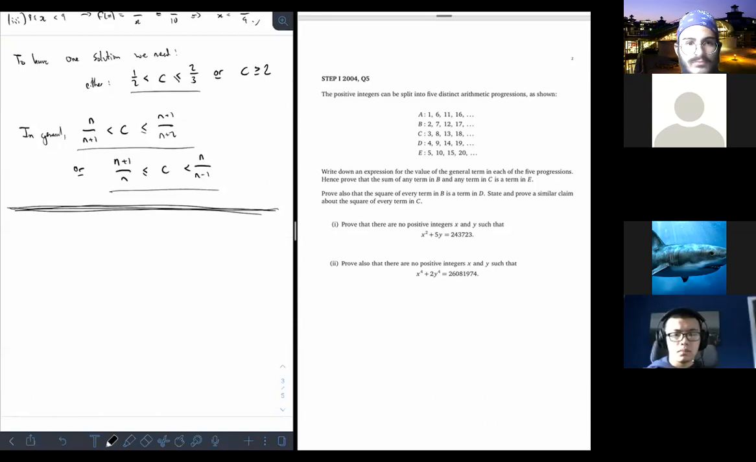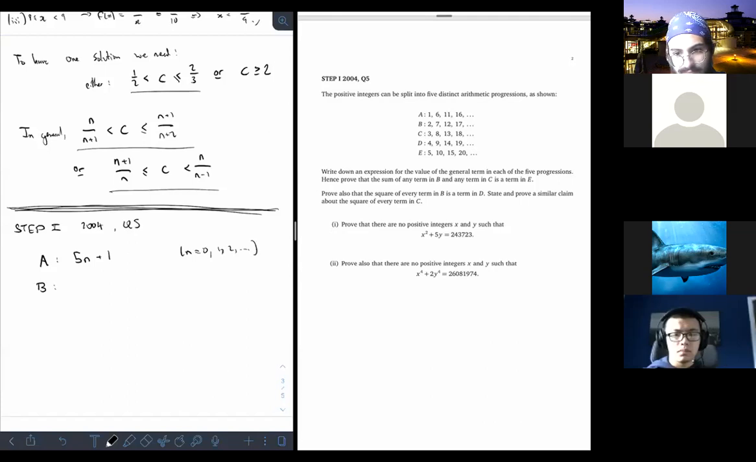So we're told that we can split the positive integers into 5 distinct arithmetic progressions as shown. So A is 1, 6, 11, 16, and B is 2, 7, 12, 17. So we're always adding 5. So we start off nice and simple by asking just to write down a general term in each of the 5 progressions. So clearly in the ones for A, we have them of the form 5n plus 1, for n being 0, 1, 2, etc., because we're always adding 5 and we start at 1.